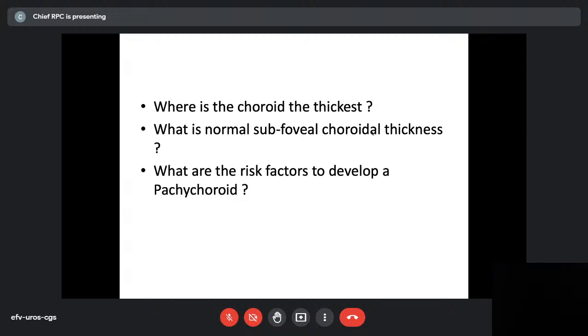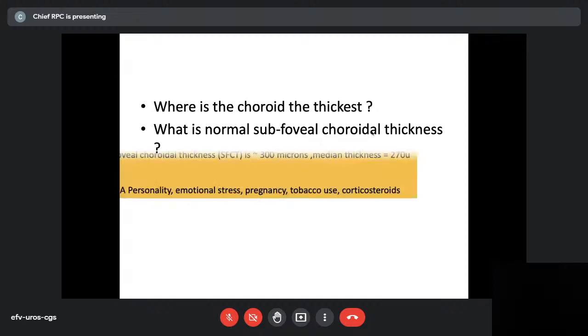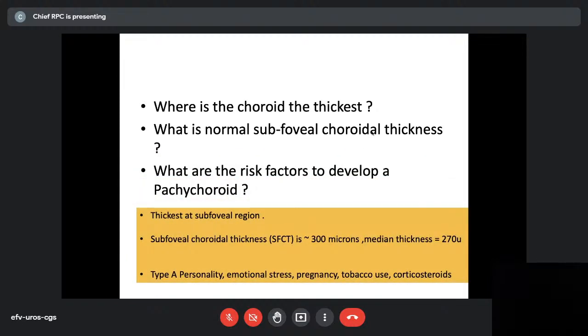What are the risk factors to develop pachychoroid? Chalo. So, the choroid is thickest at the subfoveal region, and it's 300 microns. Median thickness is about 270. So you're right. And risk factors to develop pachychoroid, from CSC to even PCV, we have shown in our literature. We have published that even PCV has a relation to stress, lack of sleep, tobacco use, steroids.